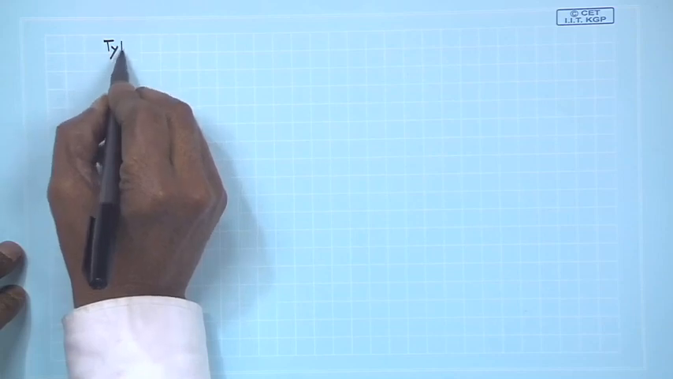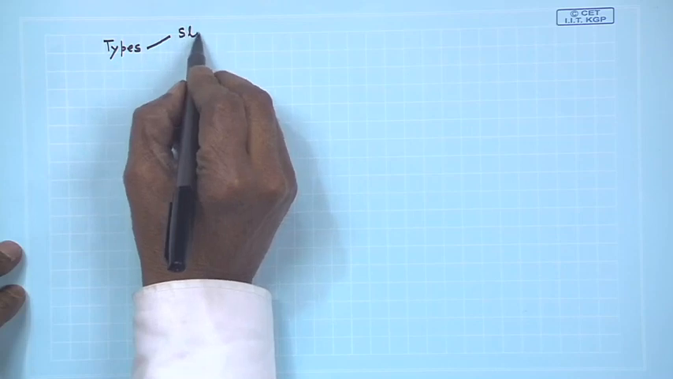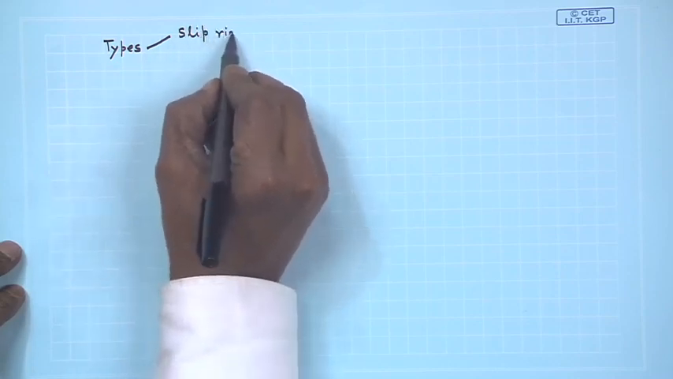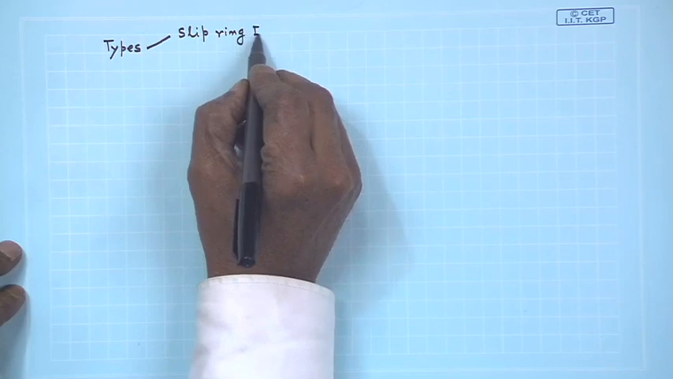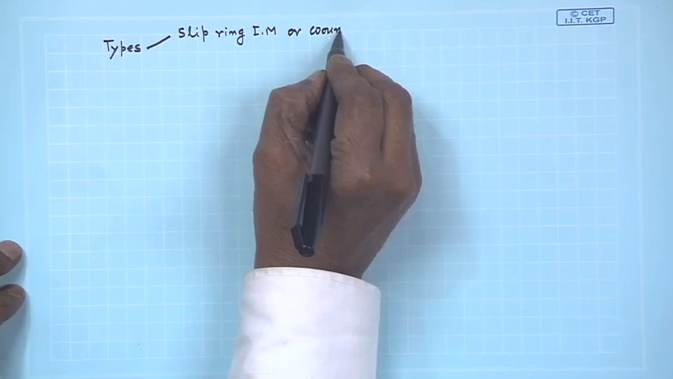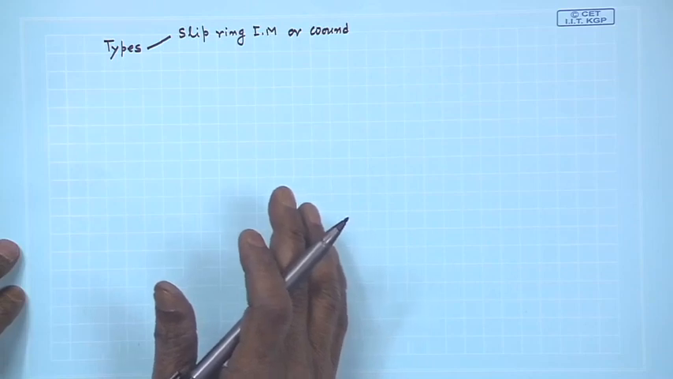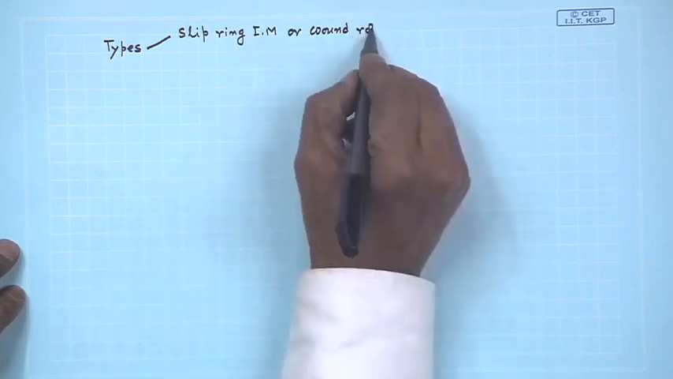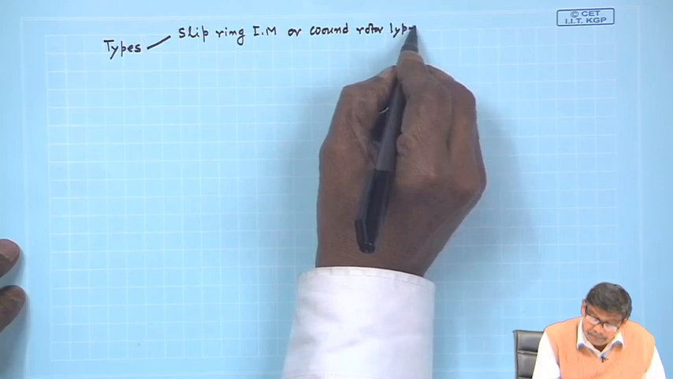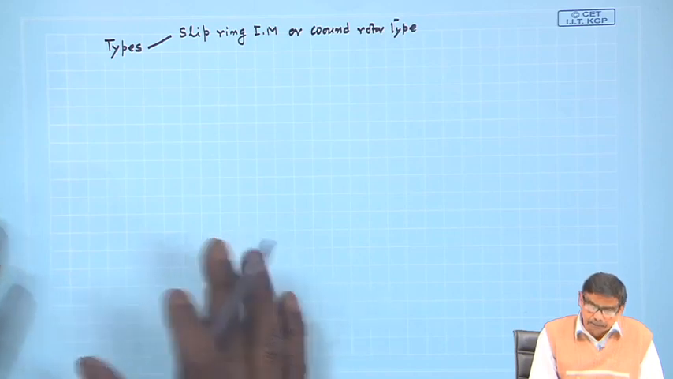Welcome, and we were discussing the types of induction motor. One is called the slip ring induction motor, or also the wound rotor induction motor, because a real 3-phase distributed winding is used on the rotor. Wound rotor type. Stator windings are of course the same in both types.